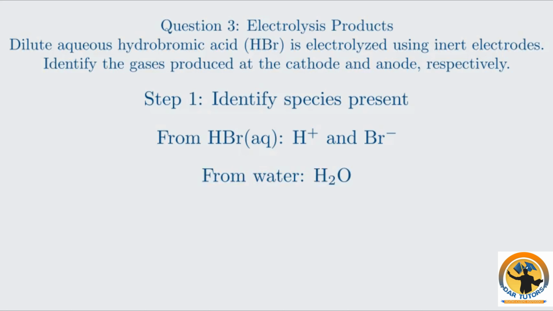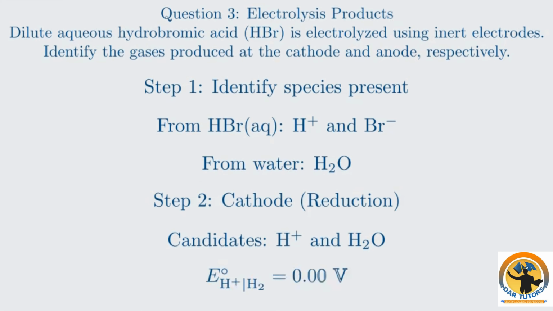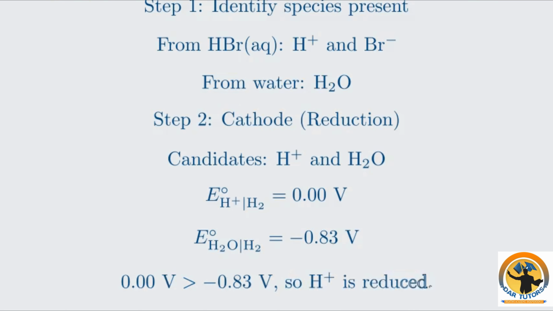Next, let's look at the cathode. The cathode is the site of reduction. We have 2 potential candidates for reduction: H+ ions and water molecules. Consulting the IB data booklet, the standard reduction potential for H+ is 0.00 volts, and for water, it is negative 0.83 volts. Since 0 is more positive, H+ ions are more easily reduced.